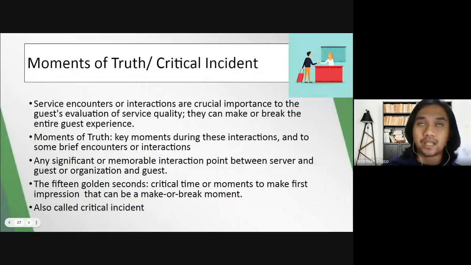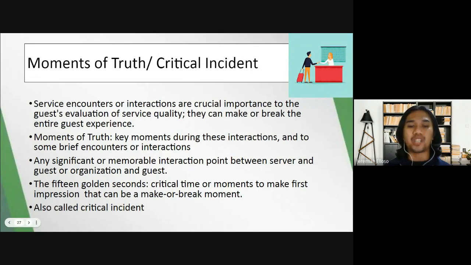Those 15 golden seconds are a very critical time by which you could make a very good first impression, and that could make or break you. In psychology we call that the halo effect, the tendency of that first impression to last. It could propel you to advantage if those 15 golden seconds give a very good first impression. But if they create a negative first impression, it could somehow break you. It could be a disadvantage on your end.